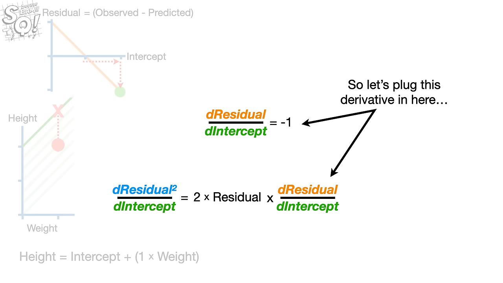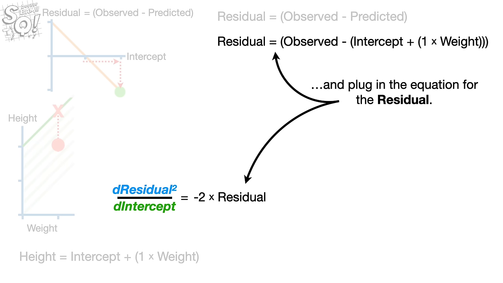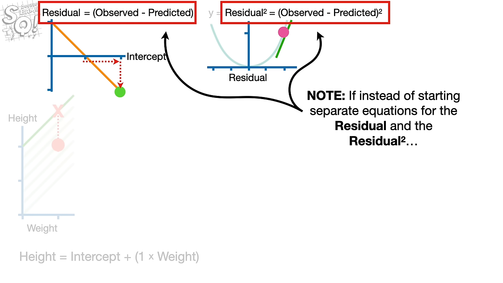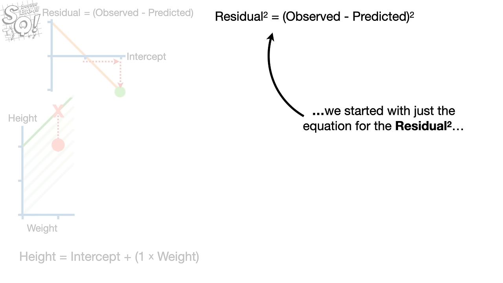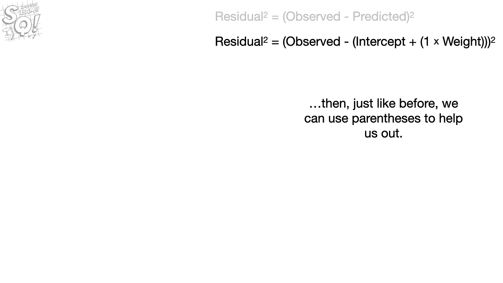So let's plug this derivative in here, and do a little math, and plug in the equation for the residual. Now we have the derivative for the residual squared in terms of the intercept. Note, if instead of starting with separate equations for the residual and the residual squared, we started with just the equation for the residual squared, with the equation for the predicted height jammed into it, then, just like before, we can use parentheses to help us out.